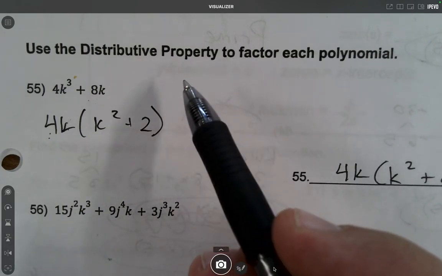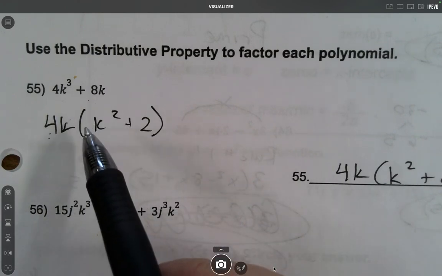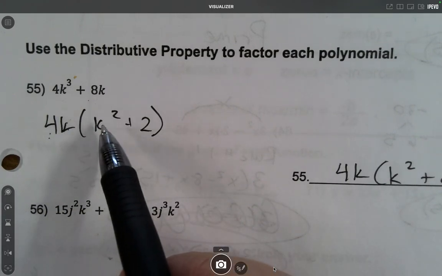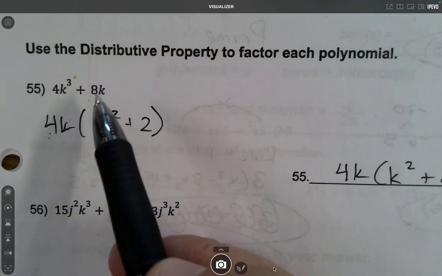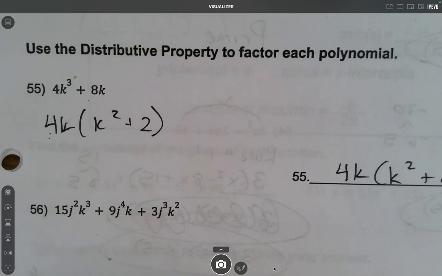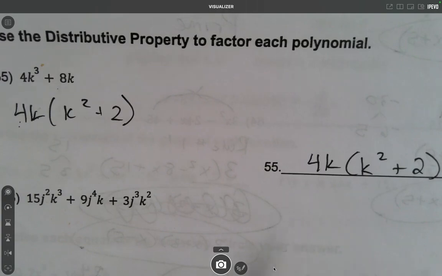The reason they talk about the distributive property is that we're really just doing the distributive property in reverse. If you were to distribute 4k times k squared, you get 4k cubed, then 4k times 2, you get 8k. Now you don't have to check your work that way, but that shows you that what we did to factor is correct.